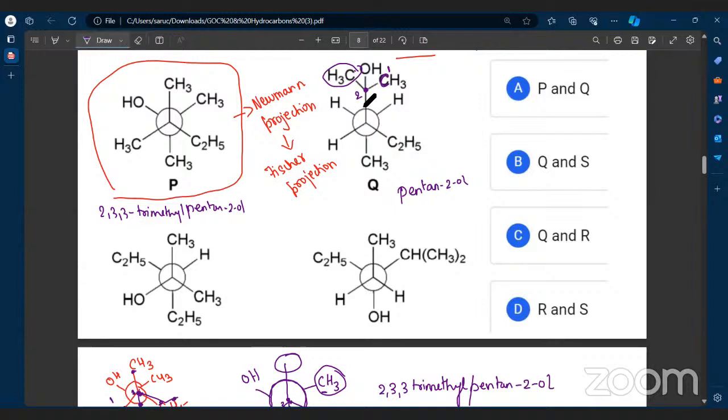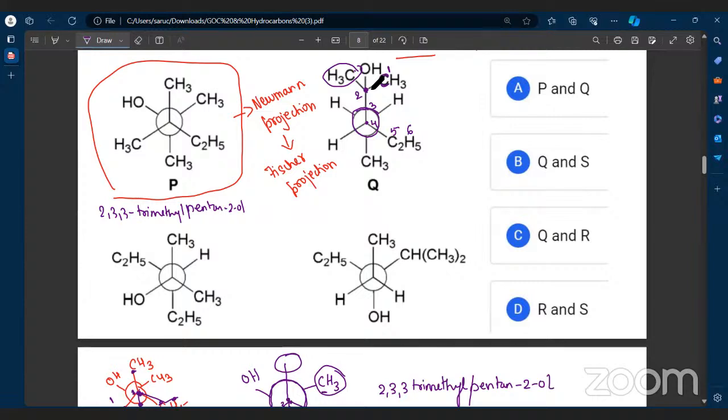See, I have 1 carbon in this part. This is also a carbon, right? This is also a carbon. And then if I consider taking this carbon over here, it will be 1, 2, 3, 4, 5, and 6. So therefore, it is not going to be pentane-2-ol. Now just write the name.